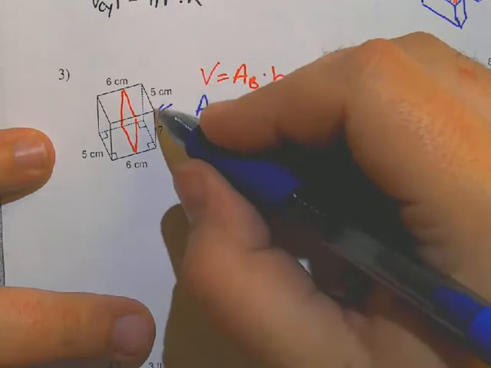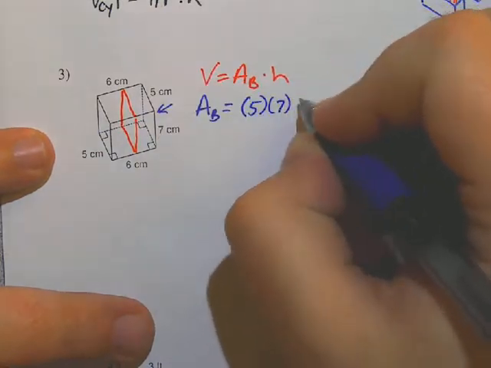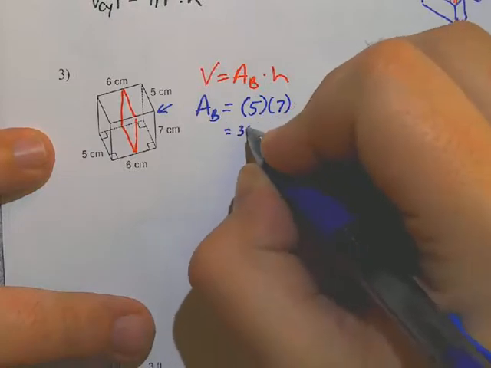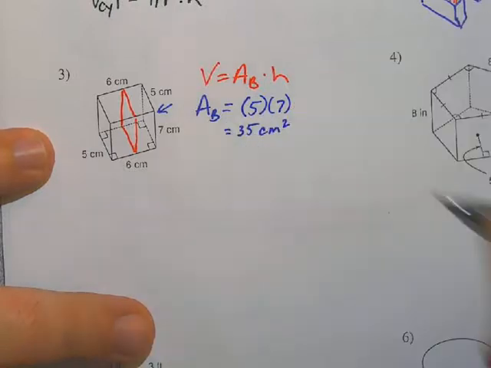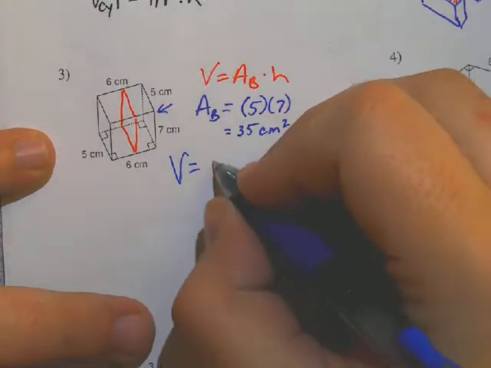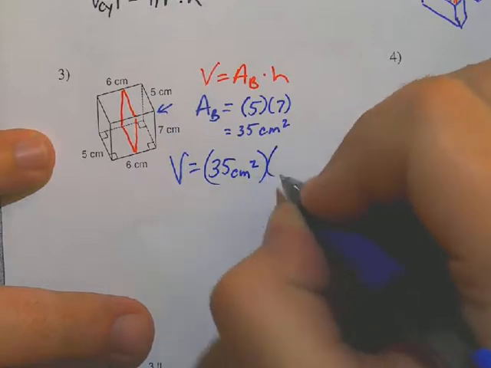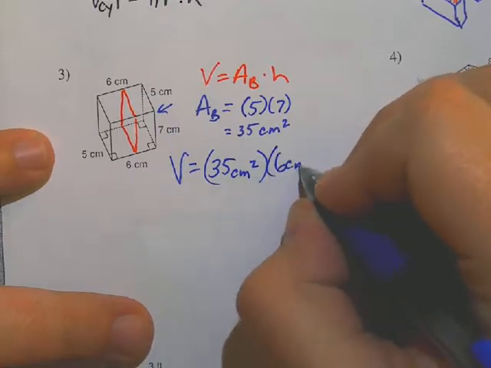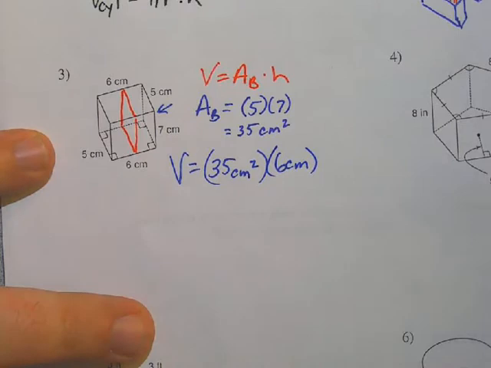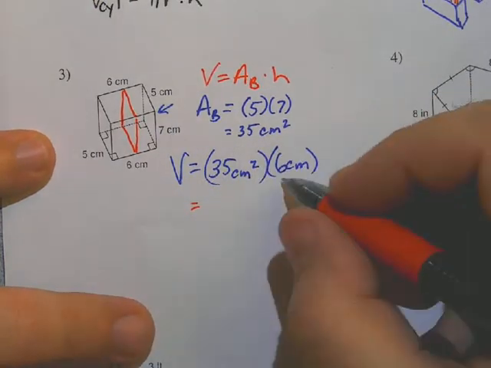I'm going to look at it this way and say this is the base. So that's going to be a rectangle with 7 on one side and 5 on the other. So the area of the base is 5 times 7. So that's going to be 35. Centimeters times centimeters is centimeters squared. So the volume of this is going to be that area of the base, so 35 centimeters squared, times the height, 6 centimeters.